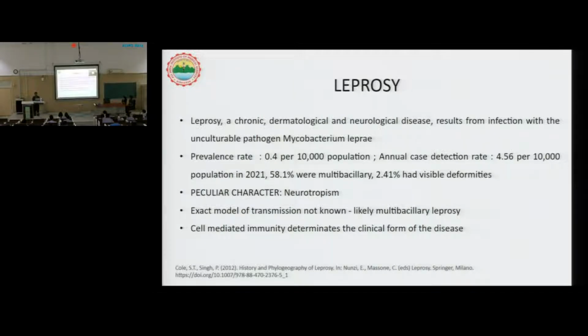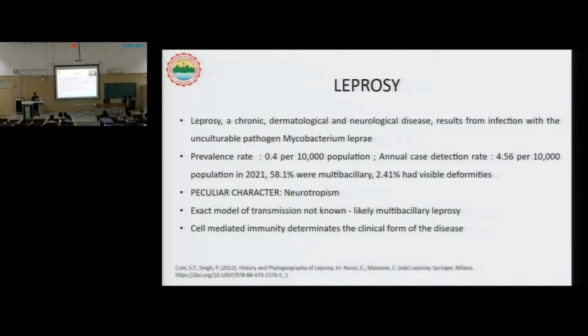Leprosy incidence has been decreasing in recent years due to introduction of MDT, and 2021 data of India shows a prevalence rate of 0.4 per 10,000 population with annual case detection rate of 4.56 per 10,000 population. And out of these, 58.1% had multibacillary leprosy and 2.41% had visible deformity at the time of diagnosis.